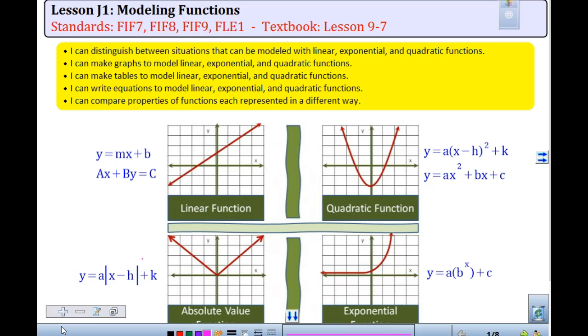I can distinguish between situations that can be modeled as linear, exponential, and quadratic functions. I can make graphs to model linear, exponential, and quadratic functions. I can make tables to model linear, exponential, and quadratic functions. I can write equations to model linear, exponential, and quadratic functions. I can compare properties of functions, each represented in a different way.